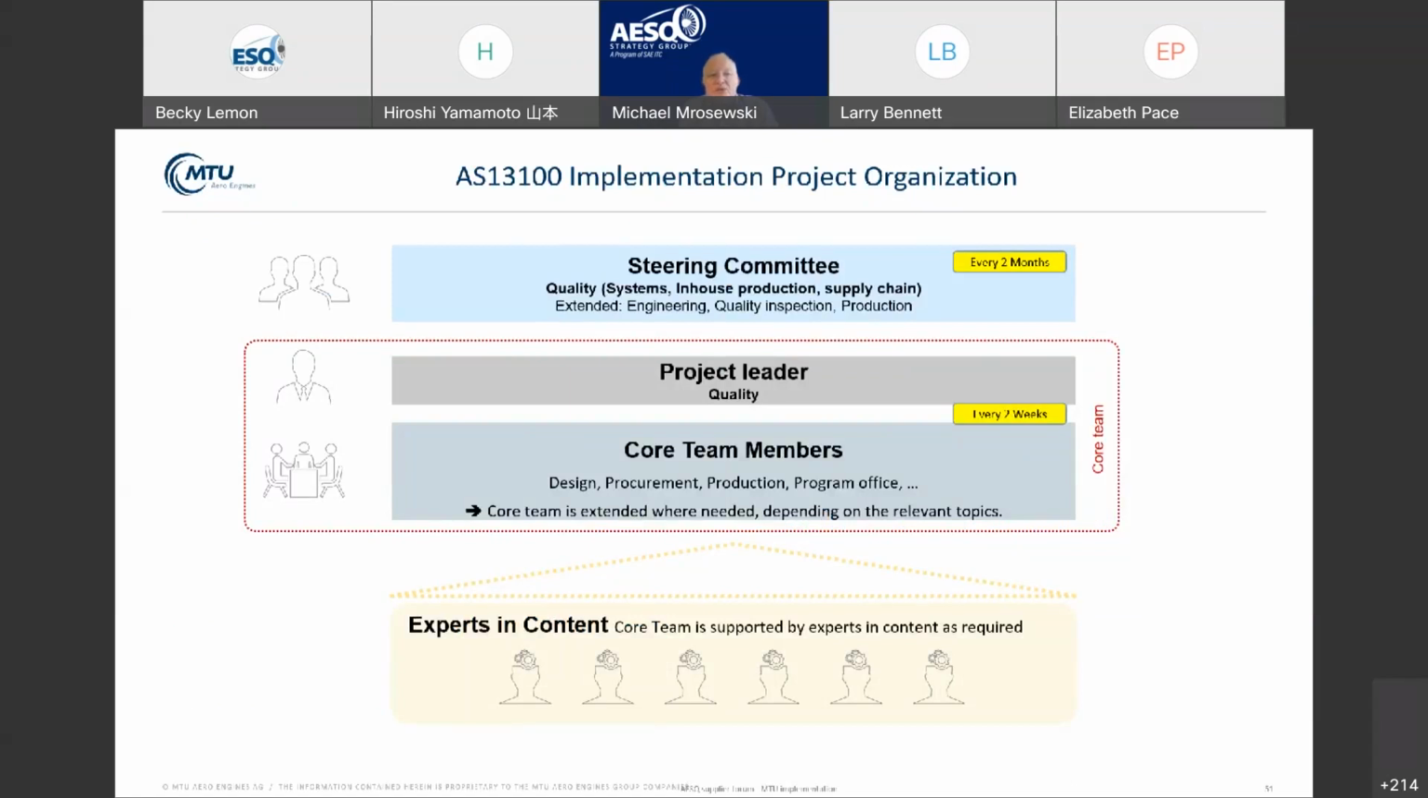We implemented a company-wide project, hosted primarily by a steering committee driven by quality. Below that we have a core team with a project lead, also held by quality, covering all the disciplines involved in implementing this standard, as you can see, for example design and procurement. Everybody's on board, and we extend the core team as needed. Below that are all the subject matter experts within MTU who assess the requirements, whether there are any gaps, and what level of action might be needed.